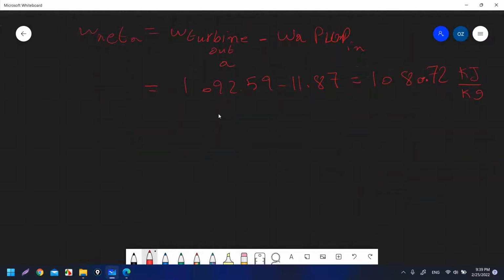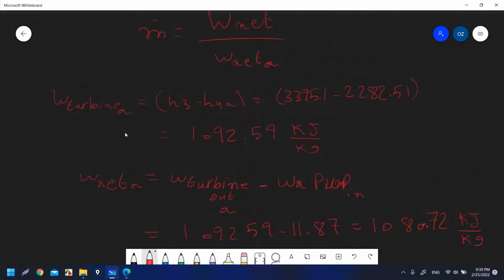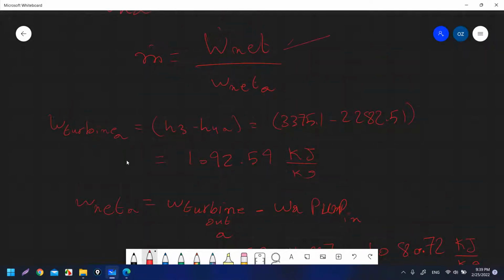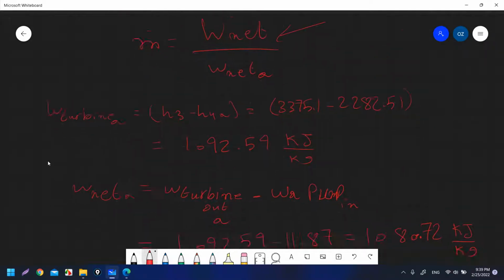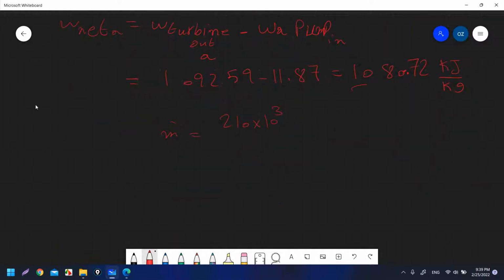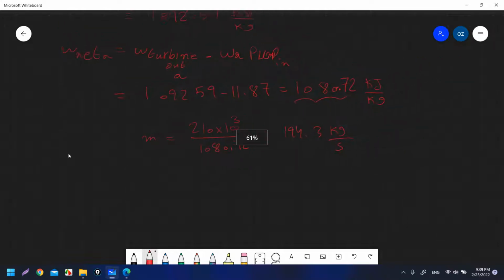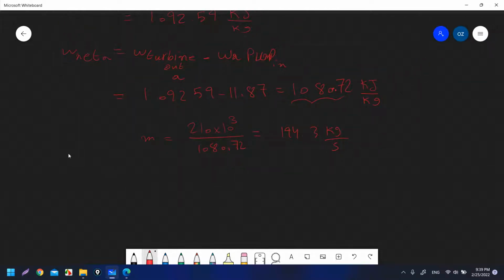So the mass flow rate m dot is equal to 210 times 10 to the power 3, W dot net, over the W net actual that we calculated, 1080.72. This will give me 194.3 kilogram per second. Okay, so we finished the first question.